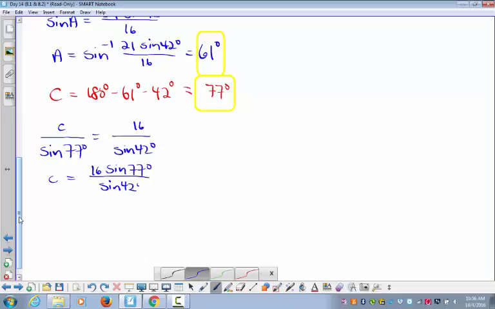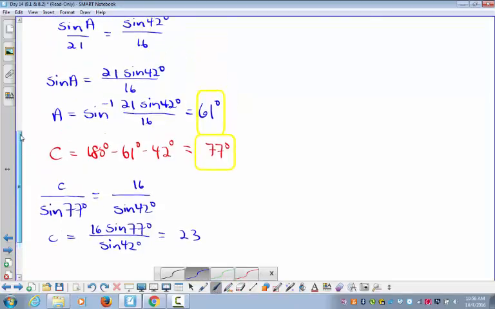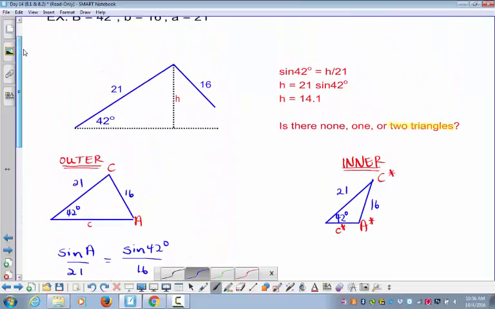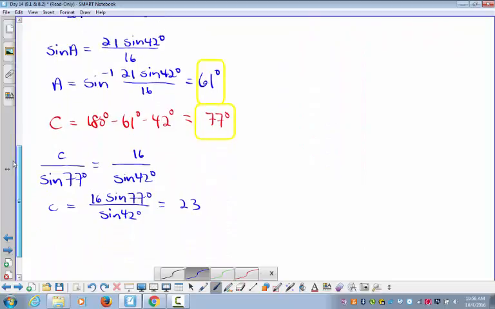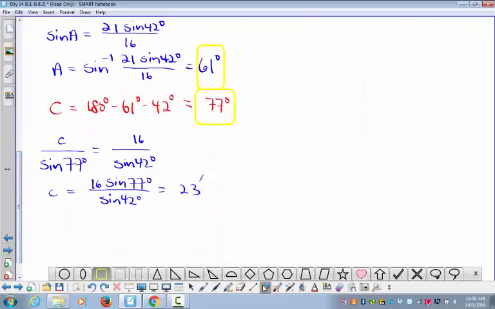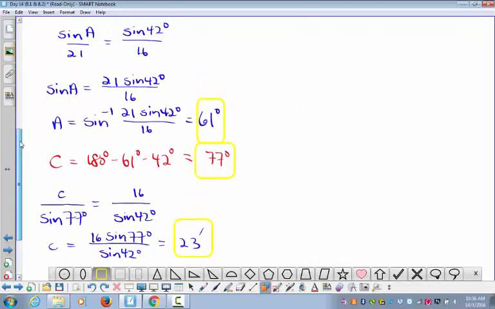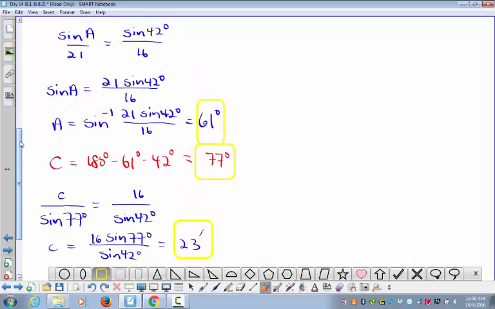Beautiful. And what do we get for little c? I got 23 feet. Confirmed, 23 feet. Great. And this one actually had feet there, and I didn't put it on that triangle, but we'll put it there for sure. All right. Any questions on any of those steps to solve that outer triangle?